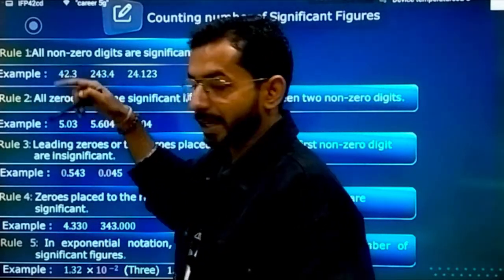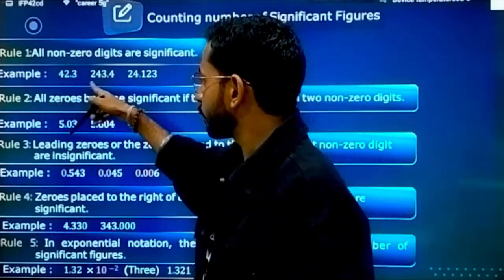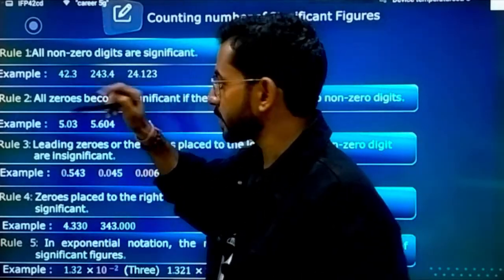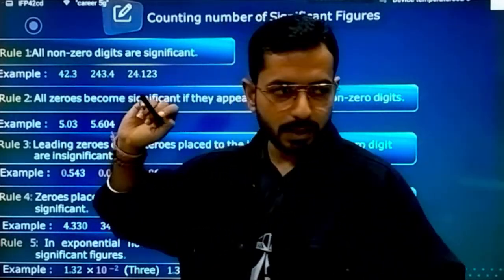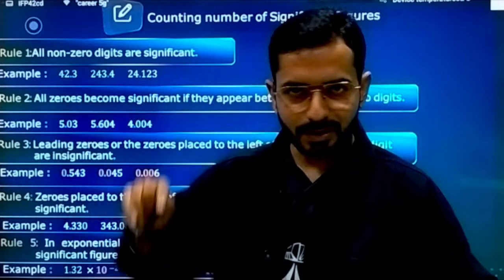In this one example, how many significant digits are present? 1, 2, 3, 4. 4 significant digits are present. Here, 5 significant digits are present. Correct? So this is the one thing that I can say.